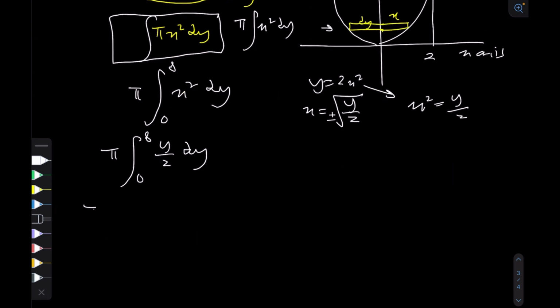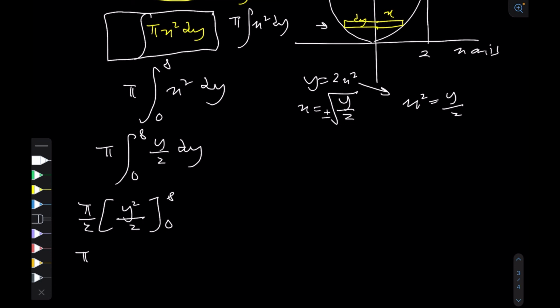Let's take the 2 outside. So pi over 2, the integral of y would be y squared over 2 from 0 to 8. Let's take 1 over 2 outside, and so this would be 8 squared. This is pi over 4 times 64, which would be 16 pi.